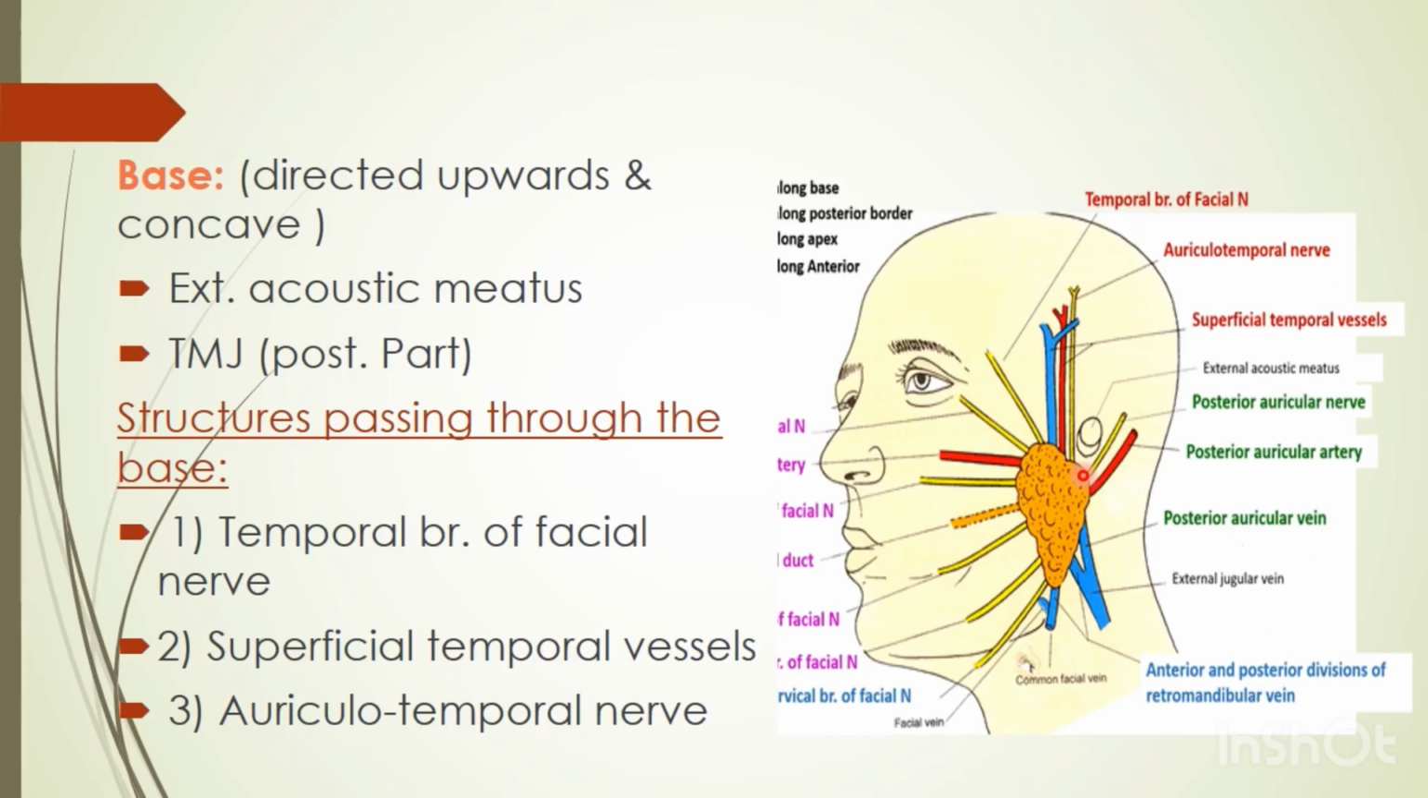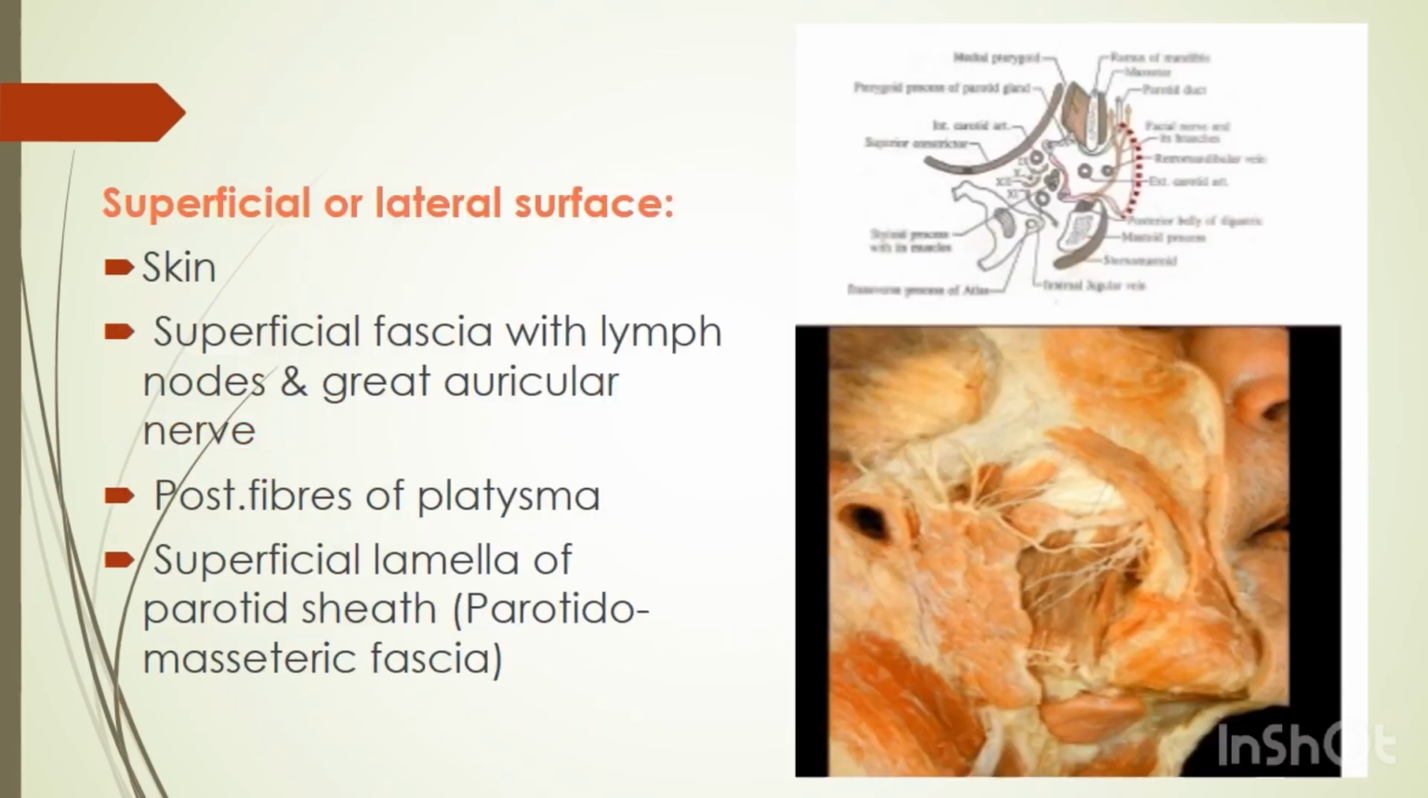Now the structures passing through the base are the temporal branch of facial nerve. This is the temporal branch of facial nerve, the superficial temporal vessels and the auriculotemporal nerve. So these three are the structures passing through the base. The temporal branch of facial nerve, superficial temporal vessels and auriculotemporal nerve.